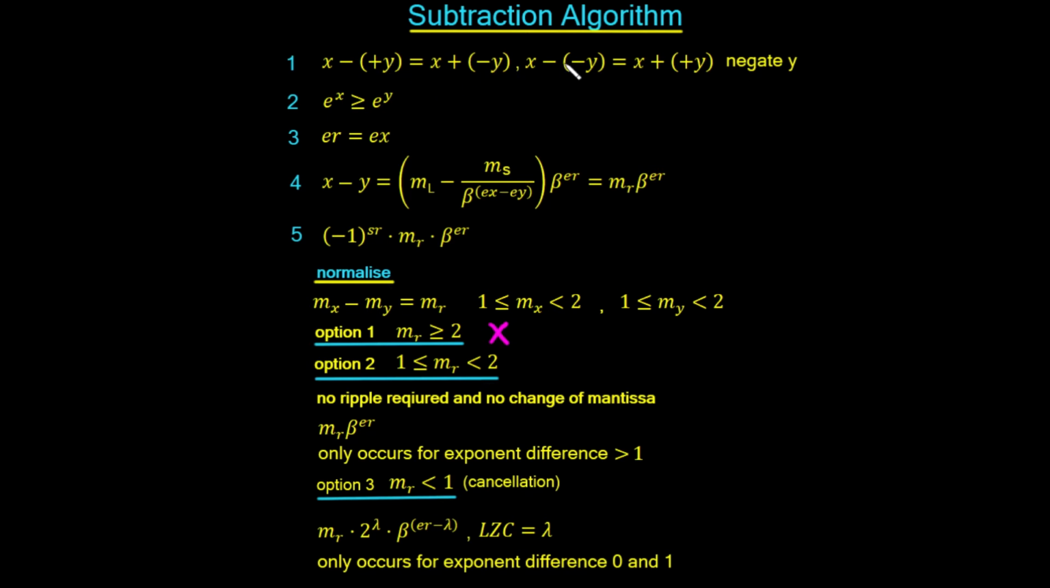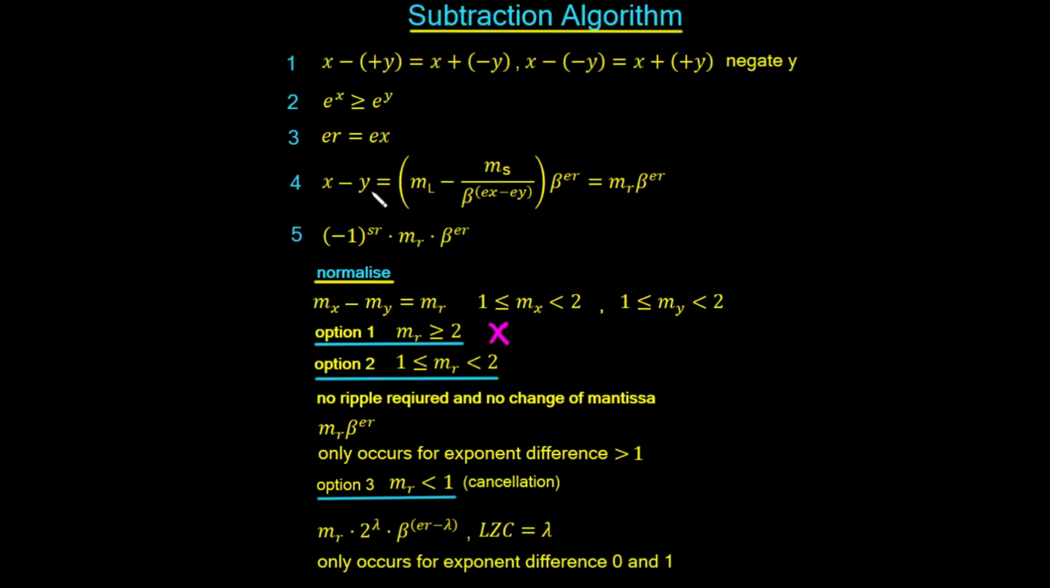Now we have the other option where y is actually a negative, so we would have x minus minus y, in which case again we're going to have to negate this y to make it positive. So we're going to go through this negation here. Then we're going to again define the value for our exponent, which is greater or less. So we're wanting to ensure that the ex is always greater than or equal to ey. Again, we set the result tentatively to the exponent of x. We then go through the subtraction algorithm.